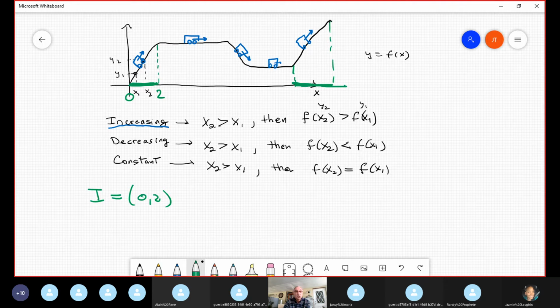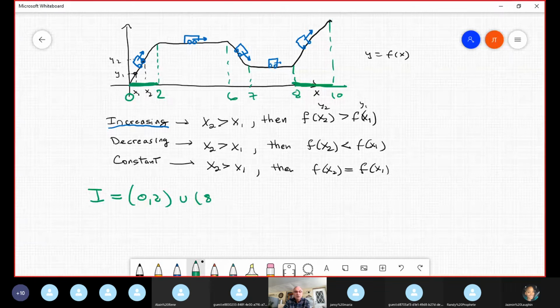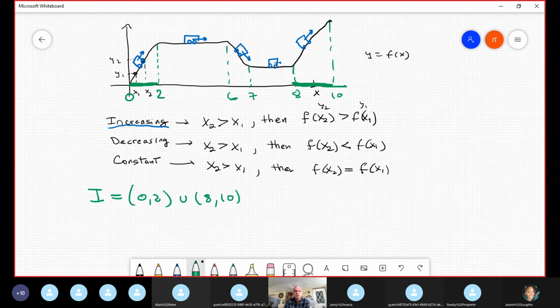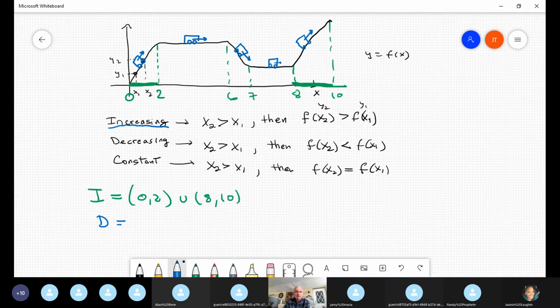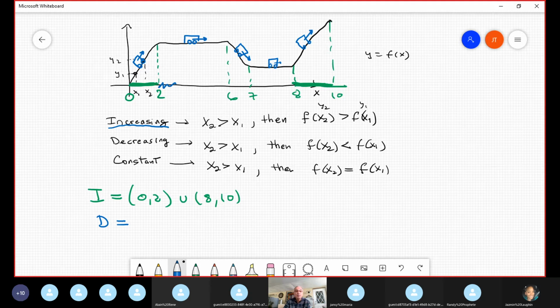Another interval, suppose that this is 6, this is 7, this is 8, and this is 10. So this is a union, with 8 to 10. The function is increasing in two intervals. I indicate using green color. The function is decreasing in two intervals. In this interval, it's only decreasing, going down, 6 to 7. No more.